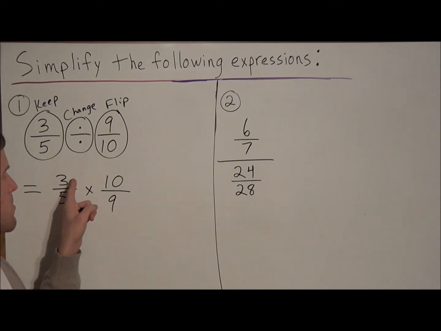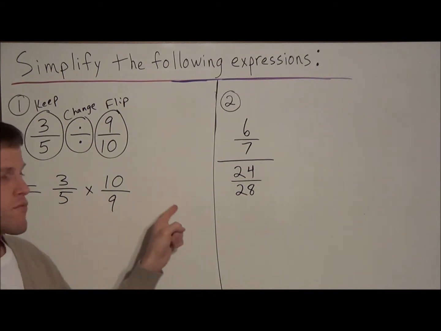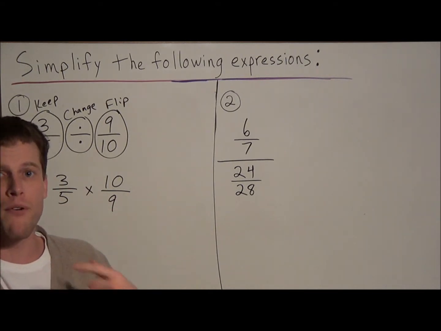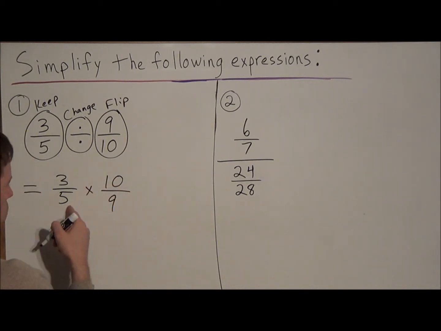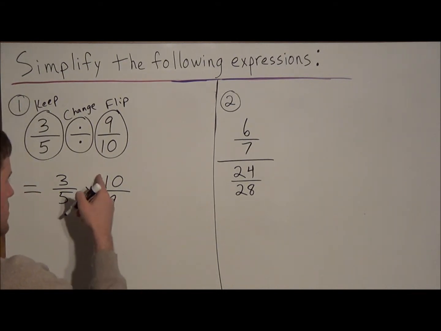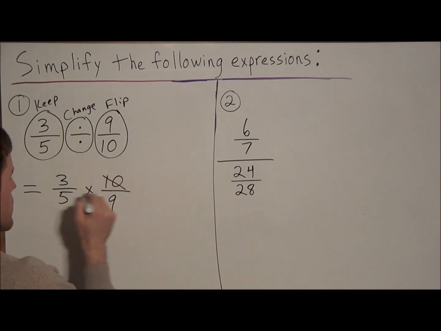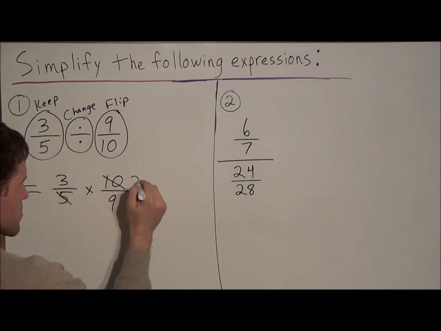One way would be to multiply 3 times 10 and write that as our numerator, 5 times 9, write that as our denominator. But it's much easier if you reduce before you multiply. So notice here that if we look at 10/5, even though they're not part of the same fraction, we could reduce this. 10 divided by 5 is 2. So we could cross off these two numbers here. 10 divided by 5 is 2, so we could replace this with a 2.